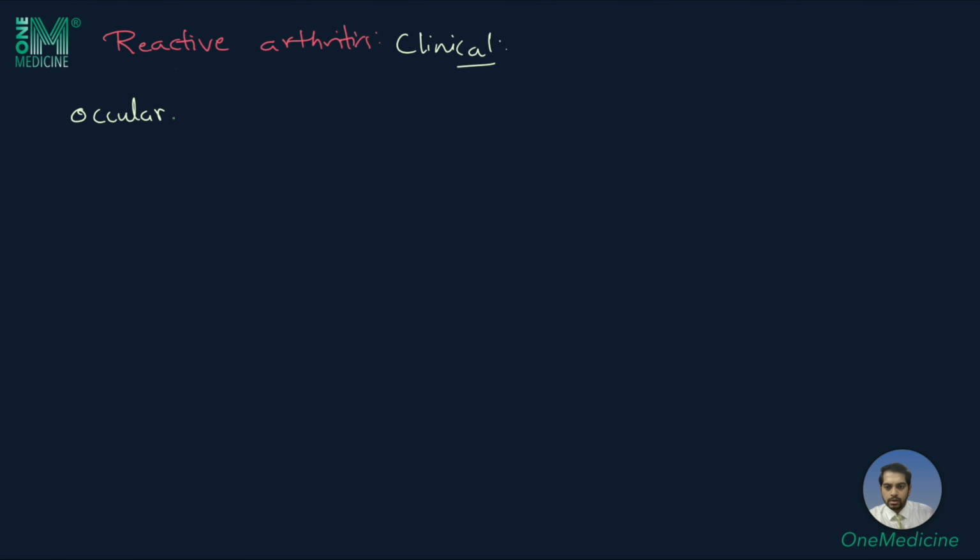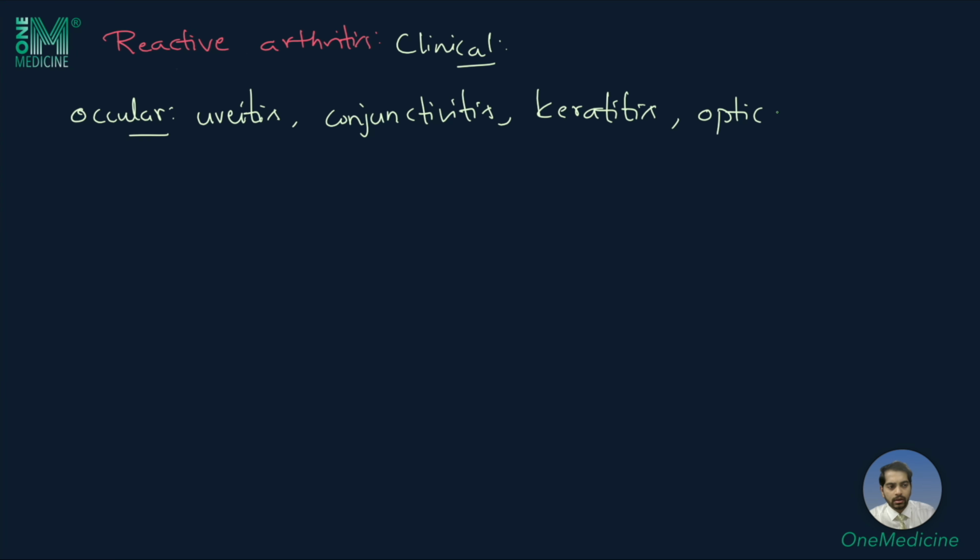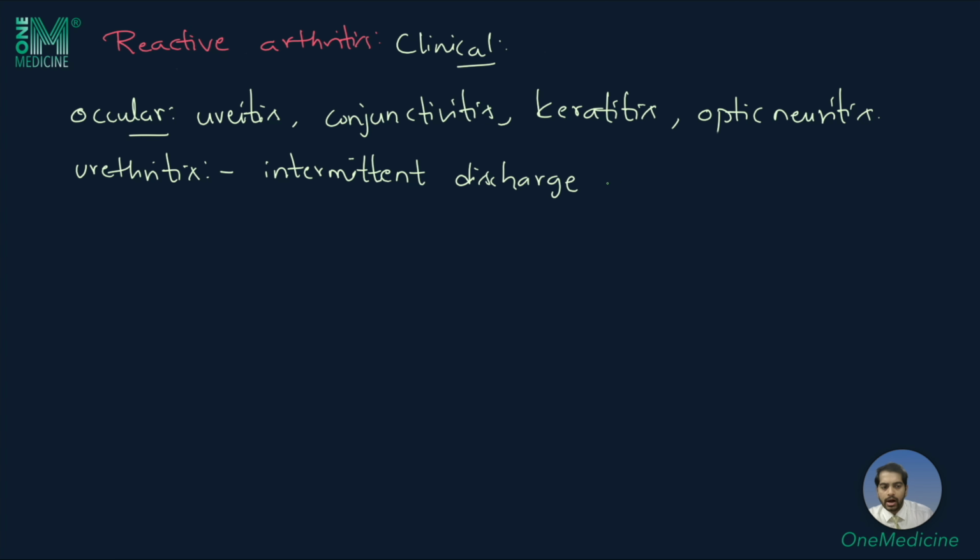Ocular features include uveitis, conjunctivitis, keratitis, and rarely even optic neuritis can occur. Other features include urethritis, where urethral discharge may be intermittent, and patients can also be asymptomatic.